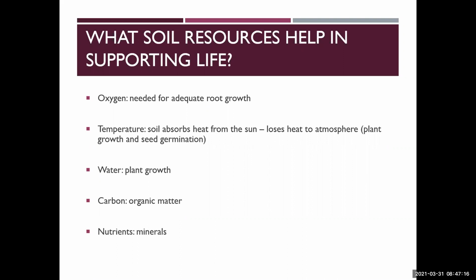This is also part of why we get what's called city heat effects, because there's so much cement in cities that they just radiate it back out into the atmosphere, whereas in more rural areas, you don't have this heat effect. Another important part of supporting life is water, both water on the surface as well, and especially water in the soils.